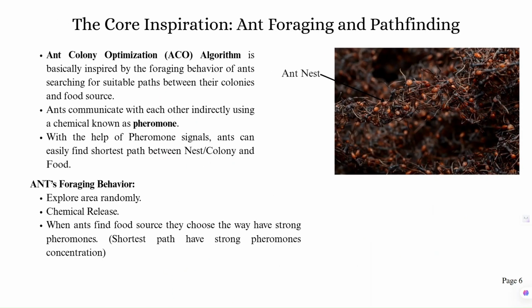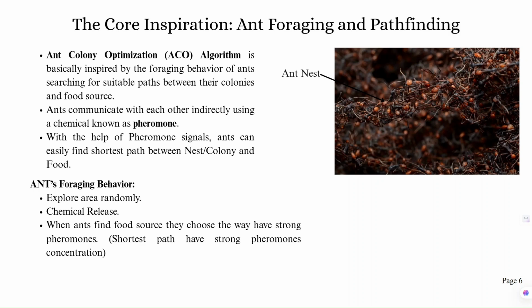The fundamental inspiration behind the ant colony optimization algorithm is the foraging behavior of real ants as they search for an efficient path between the colony and a food source. The key aspect of this behavior is indirect communication, through a chemical substance called pheromone. This pheromone signal allows ants to efficiently find the shortest path between their nest and food.